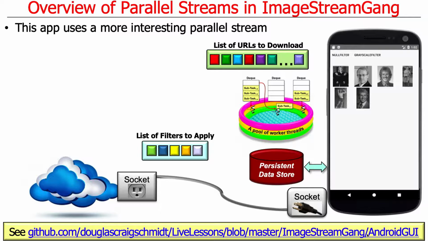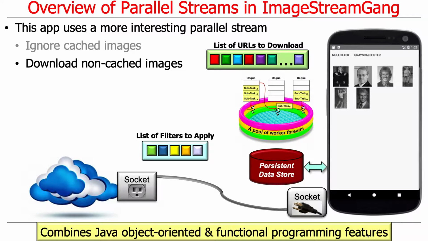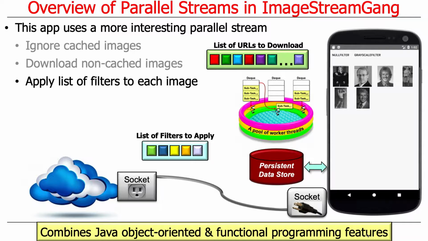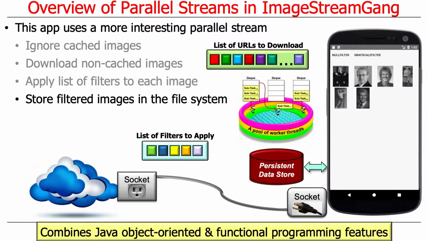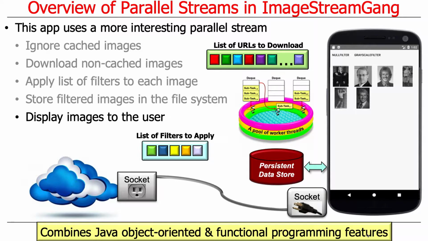So this app uses an interesting parallel stream, and it combines the object-oriented functional programming features. What it does is it'll take a list of URLs. It'll ignore the ones that are already downloaded and processed. So if they're cached, it ignores them. It'll download the non-cached images in parallel. It'll apply a list of filters to each image in parallel. It'll store the filtered images in the file system in parallel. And then after everything's been downloaded, at that point, the images can be displayed to the user.